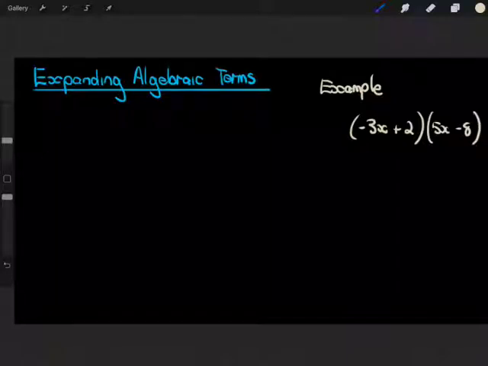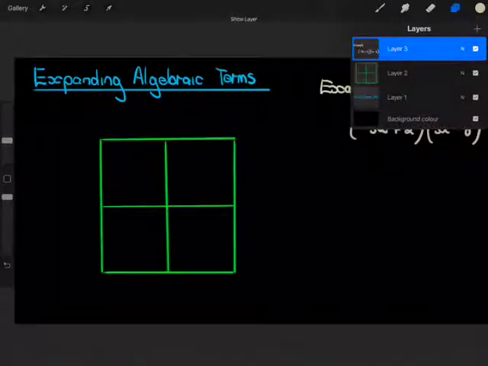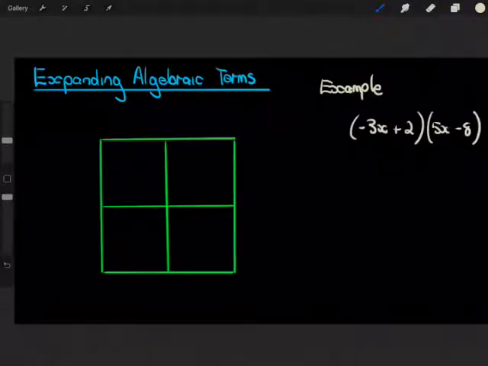So the idea is to expand this set of brackets. Now, you've already seen that one method is to use the FOIL method, where you multiply the first two, the outside two, the inside two, and the last two. There is another way of doing it or setting it out, which for some people might make more sense, and here it is. What you can do instead, if you're given an expression like this and you need to expand it, you can use a rectangular or square grid.